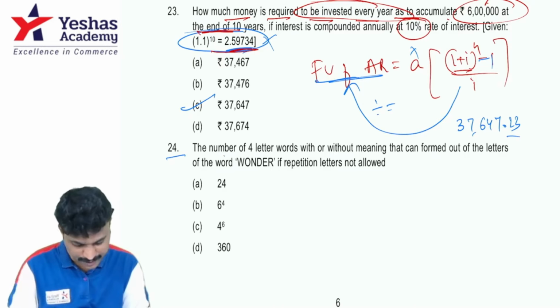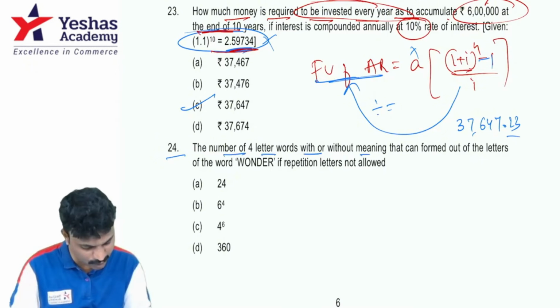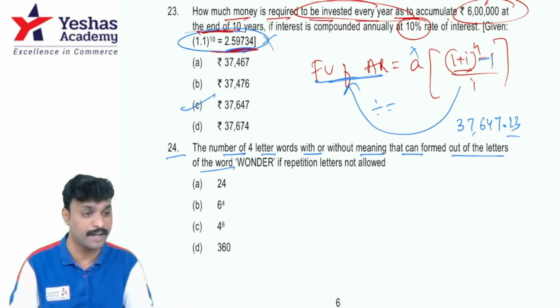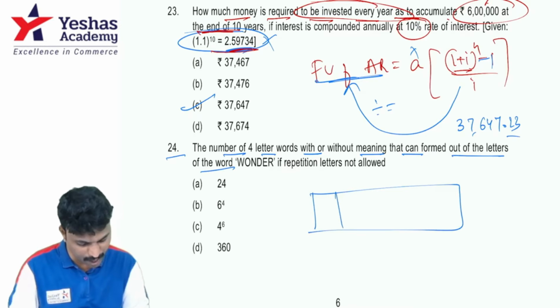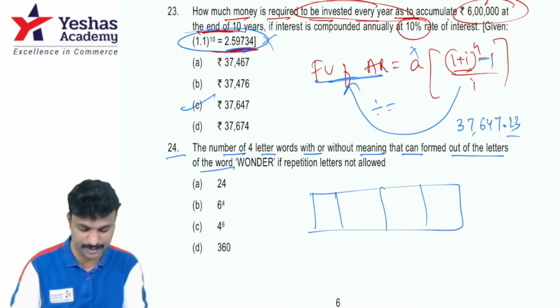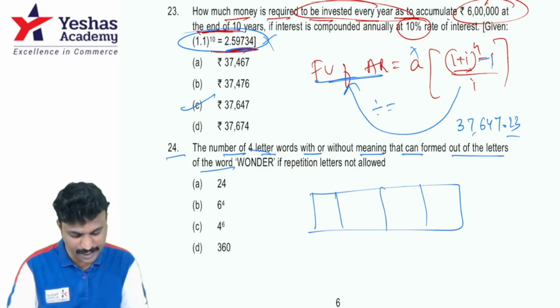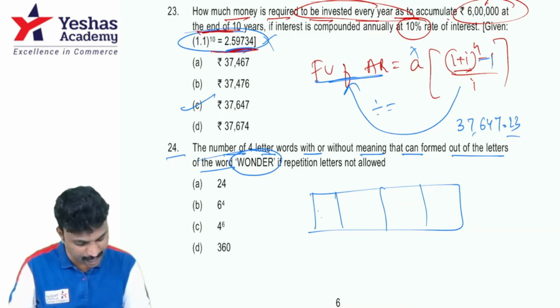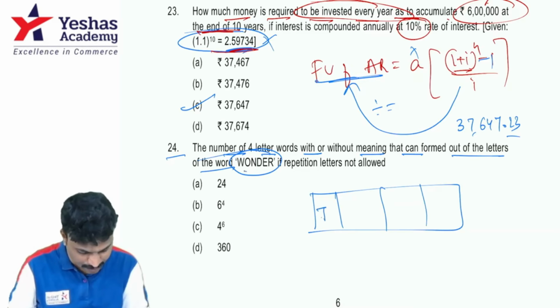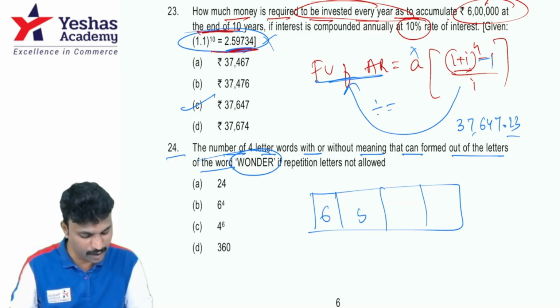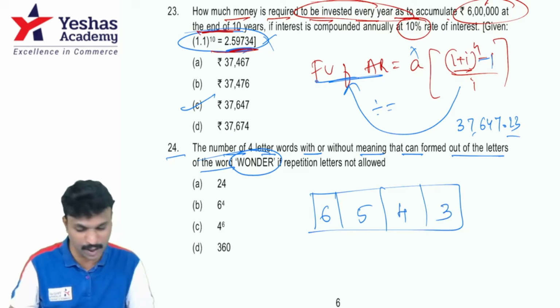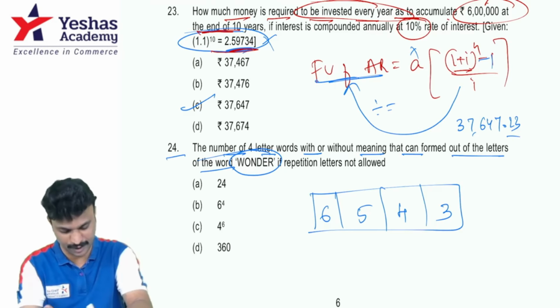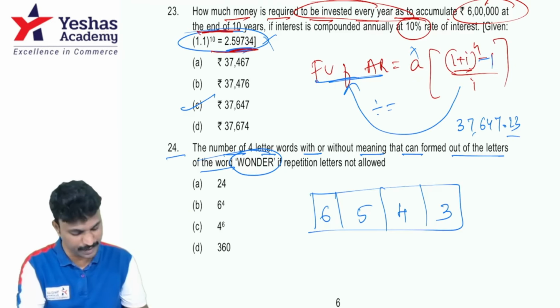Question number 24. The number of 4-letter words, with or without meaning, that can be formed with the letters of the word WONDER. Guys, you need a 4-letter word: 1, 2, 3, 4. Correct? 4 places. Now, how many letters are there? Total 6 letters are there. So I have got 6 options to fill the first place. Next 5 options, next 4 options, next 3 options. So 6 into 5 into 4 into 3 fetches me 360.